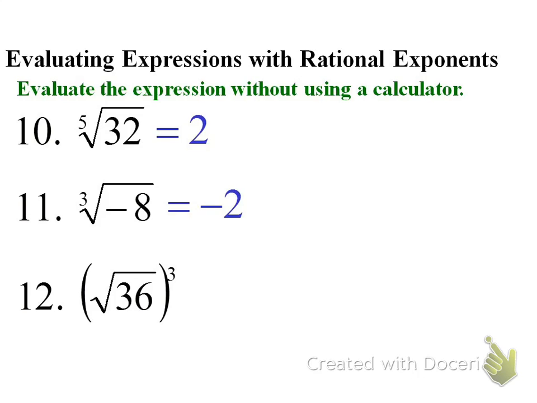Now, number 12 is another one where if you wanted to take this 3 and move it to the inside, sometimes that makes the problem easier. I don't know about you, but I don't want to do 36 times 36 times 36, so I'm just going to leave it where it is. What's the square root of 36? 6. So now it turns into 6 to the third power. What's 6 to the third power? 216. We talked about it in our warm-up. Good.